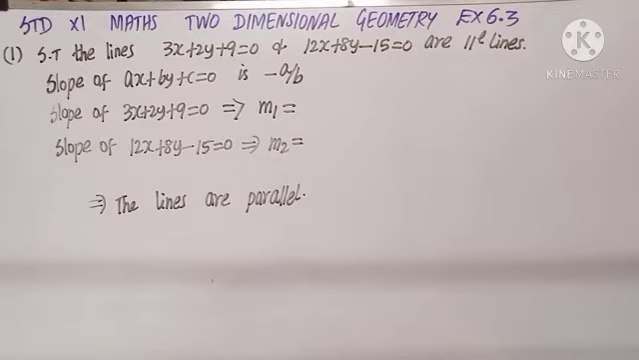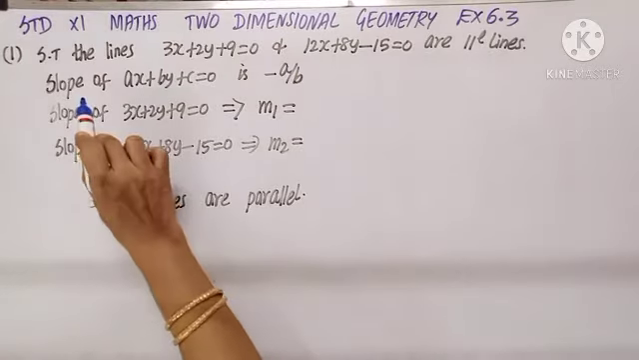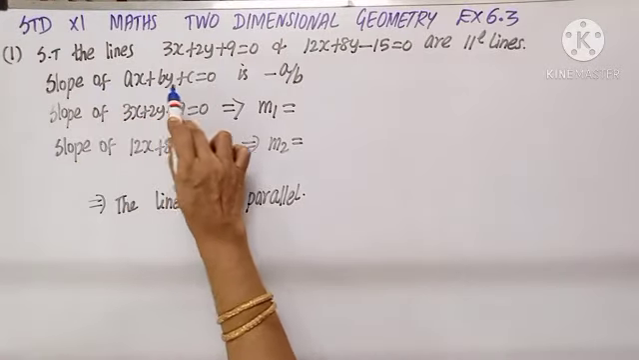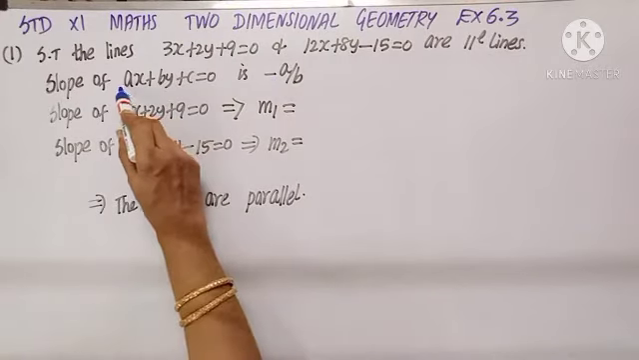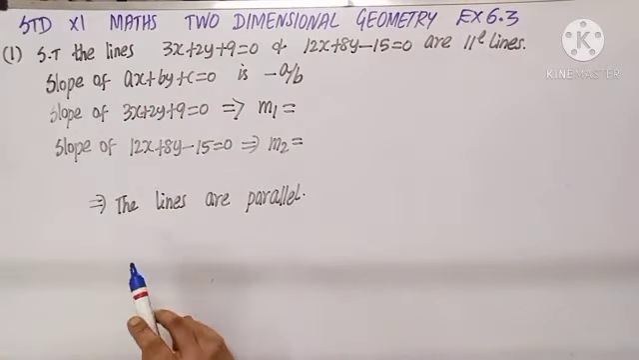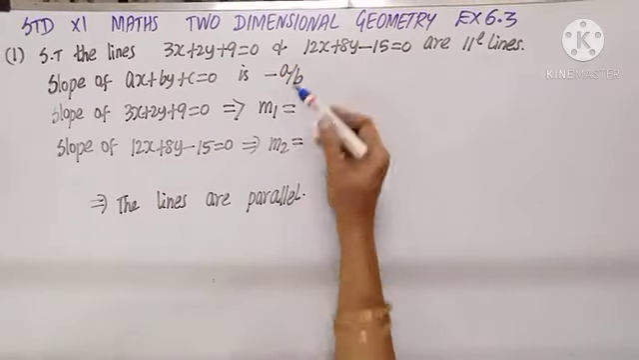Exercise 6.3, question number 1. Show that the lines are parallel. Let us remember the formula. Slope of ax plus by plus c equal to 0 is minus coefficient of x by coefficient of y, that is minus a by b.